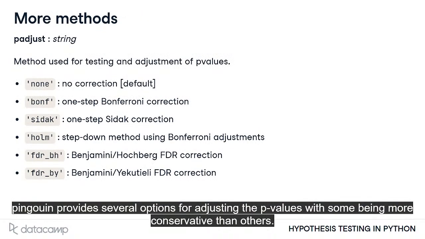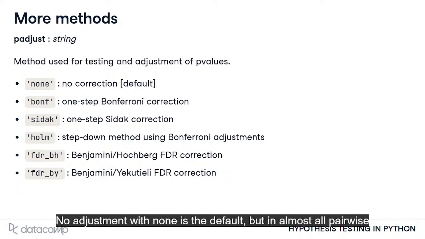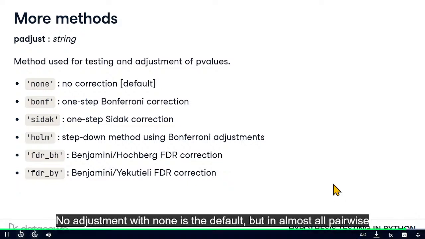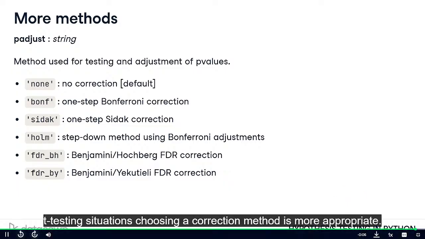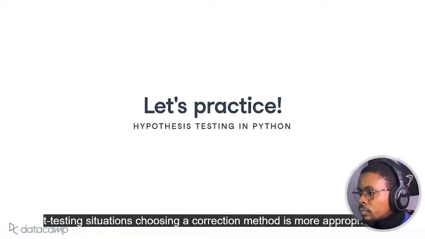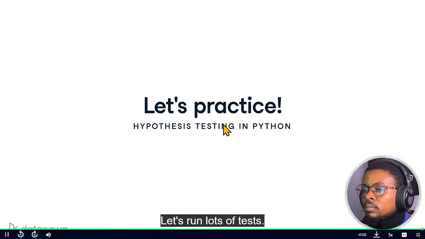Pingouin provides several options for adjusting the p-values, with some being more conservative than others. No adjustment with none is the default, but in almost all pairwise t-testing situations, choosing a correction method is more appropriate. Let's run lots of tests.